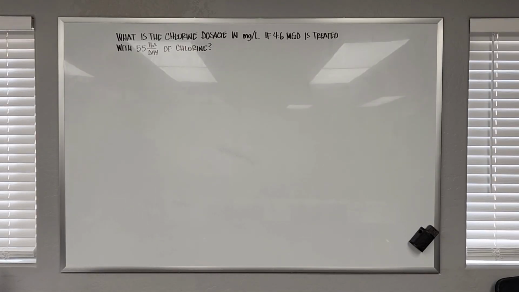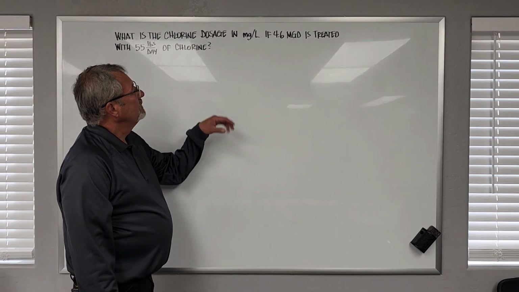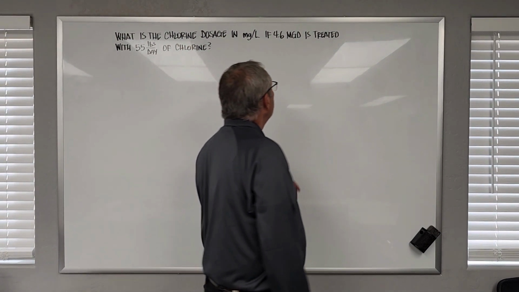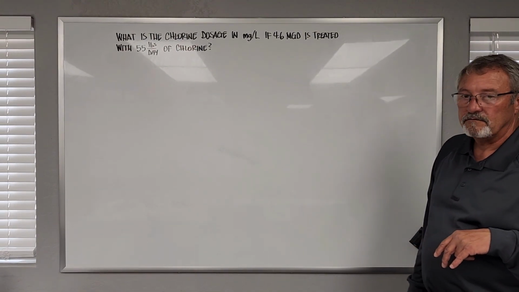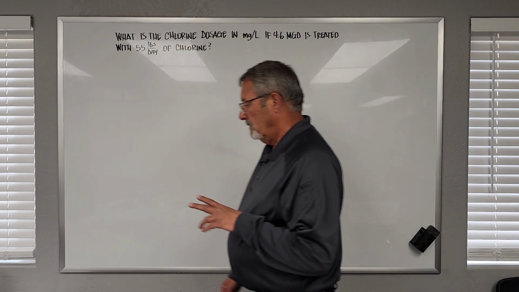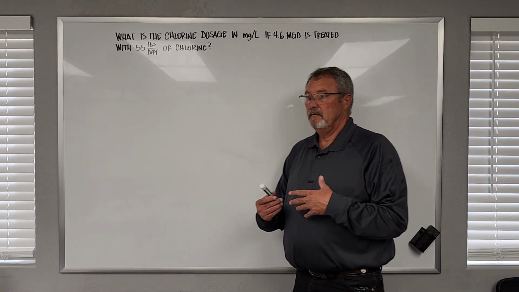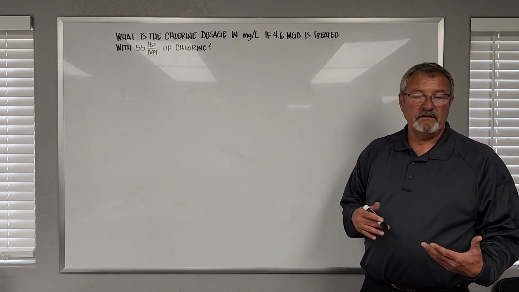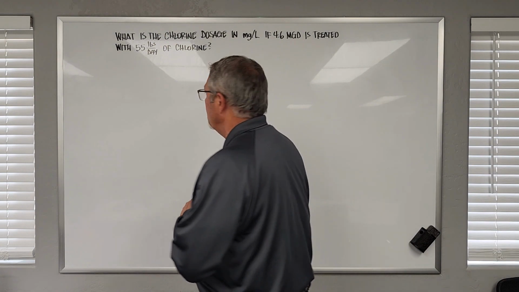Next question is, what is the chlorine dosage in milligrams per liter if 4.6 mgd is treated with 55 pounds per day of chlorine? We're going to use the same pie formula that we used in the previous question. I'm just going to draw it a little bit differently.